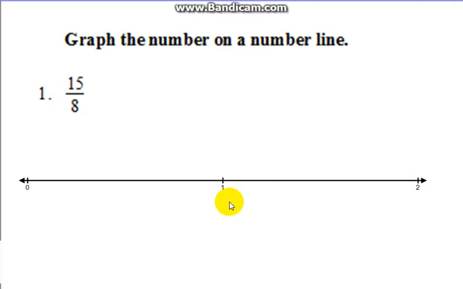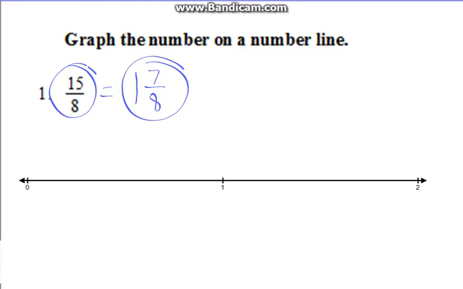Well, we have 15/8 and that's an improper fraction, so the best thing to do is to turn this into a mixed fraction. So 8 goes into 15 one time with 7/8 left over. So now we are graphing 1 and 7/8. So it means we're past 1 but not quite yet to 2. So here's our 1 and there's our 2. So we know it's going to be between these two numbers.